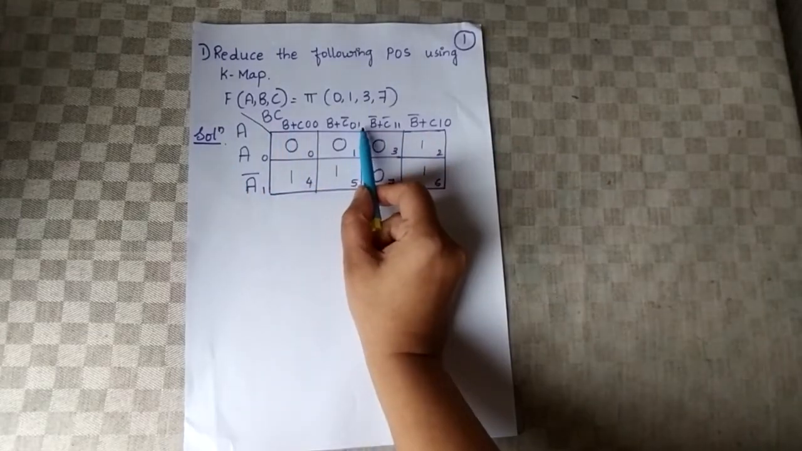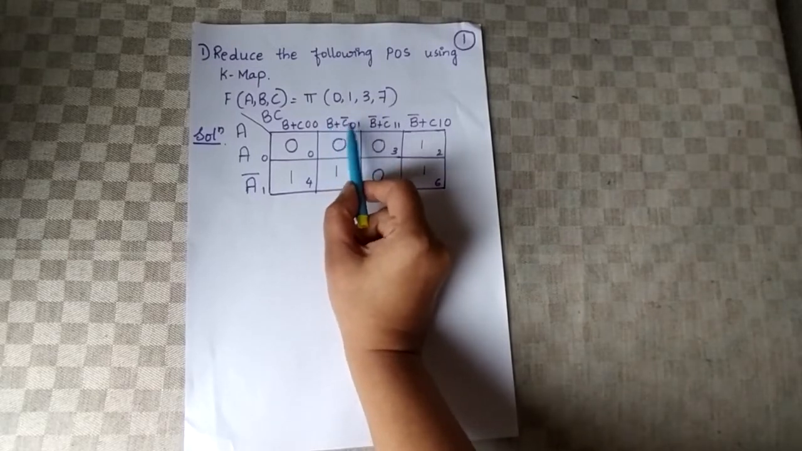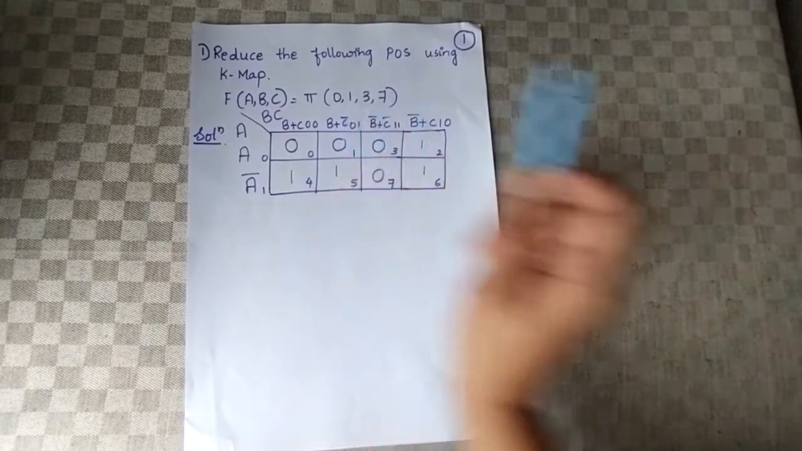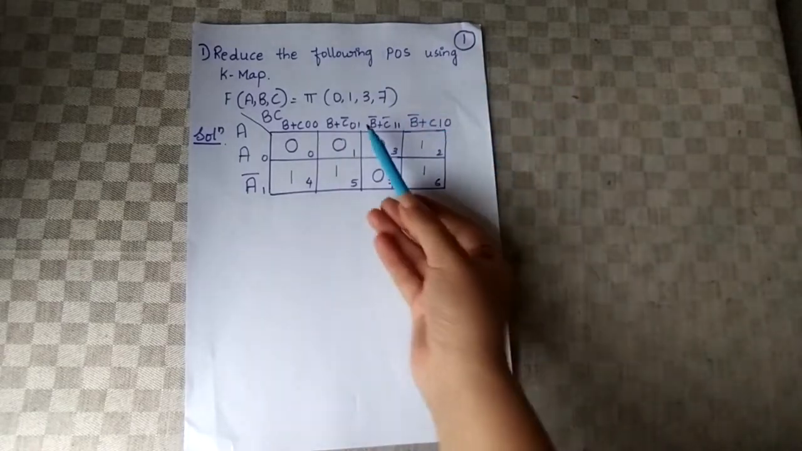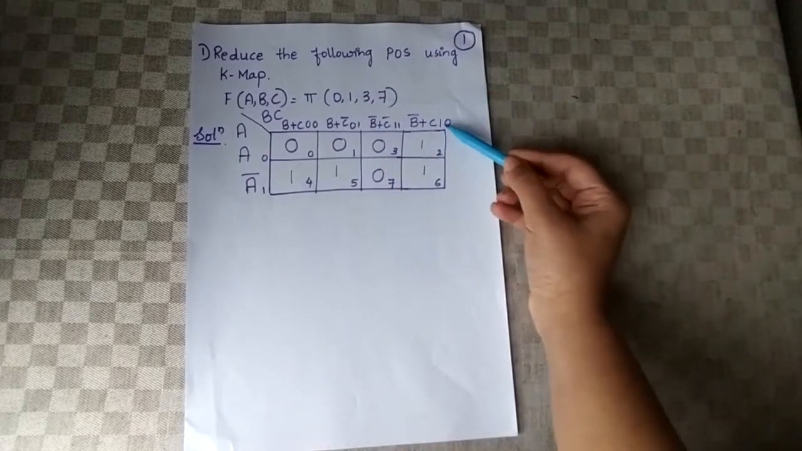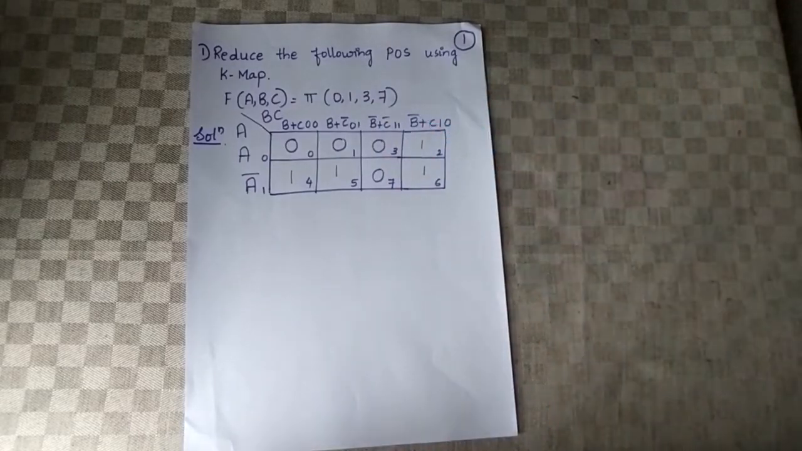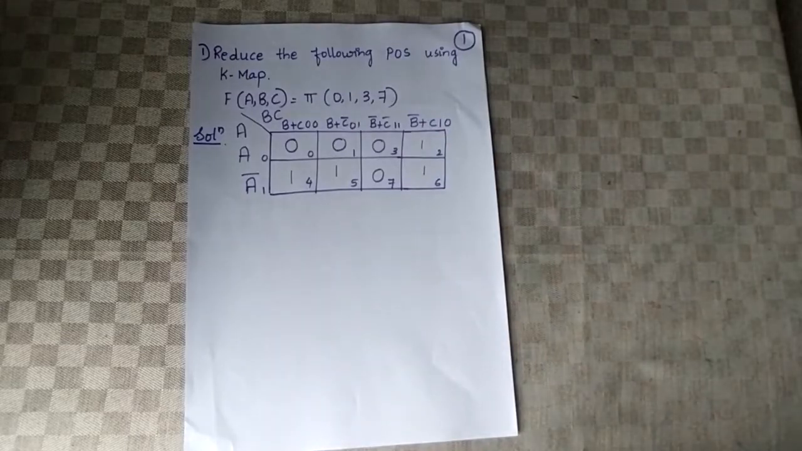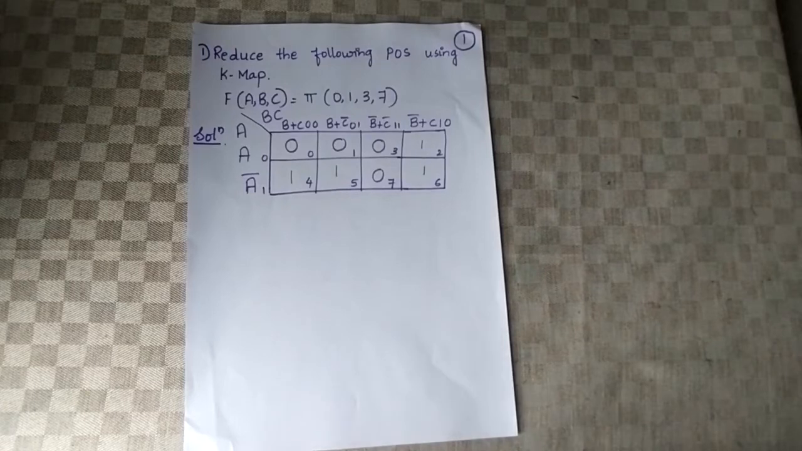Then you have 0, 1. So 0 means original term itself B plus 1 means it should be complemented form. It is C complement. Here it is 1 and 1. So it will be B complement plus C complement. Here it is 1, 0. So it is going to be B complement plus C. Okay. So I hope you are now clear how exactly we have to write the max term forms for K-maps.